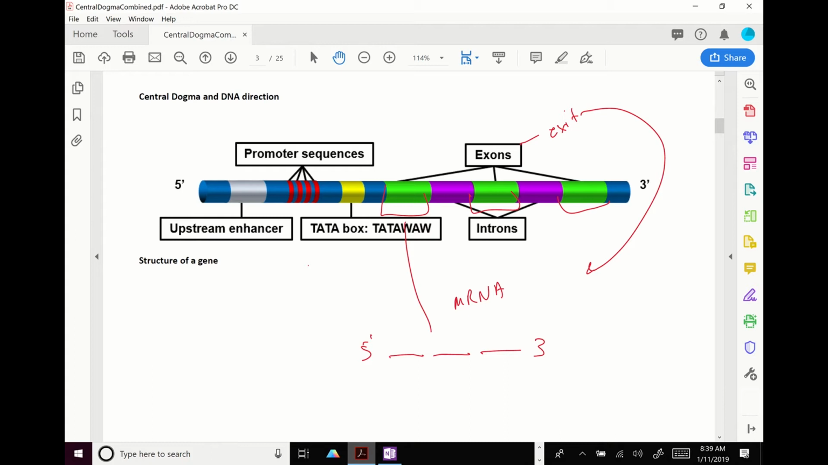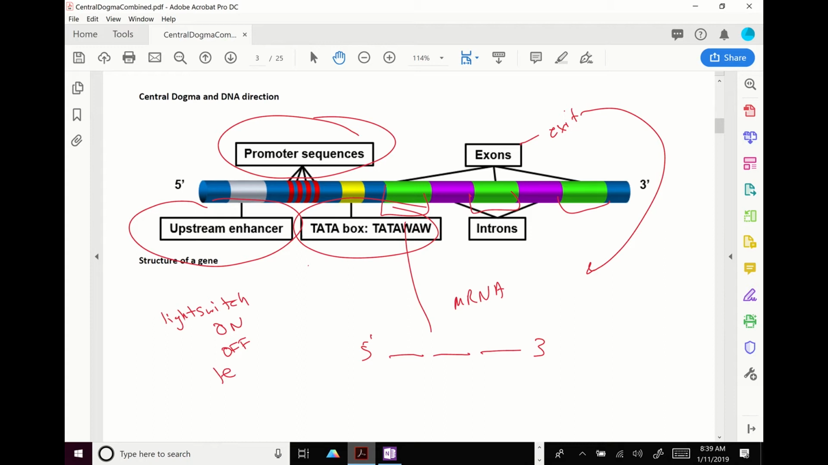Okay. But this has to get produced. This transcript has to get made. Okay. And these sequences are important for controlling that transcription of that gene. Okay. So the first thing you need to know is that all genes have like a light switch, which can make it on or off. Some of these light switches are leaky, meaning they're kind of off, but they sometimes allow things to get through. And there's all kinds of complex regulation that regulates genetic transcription of a gene, okay? And some of that information is encoded in these different things, okay?